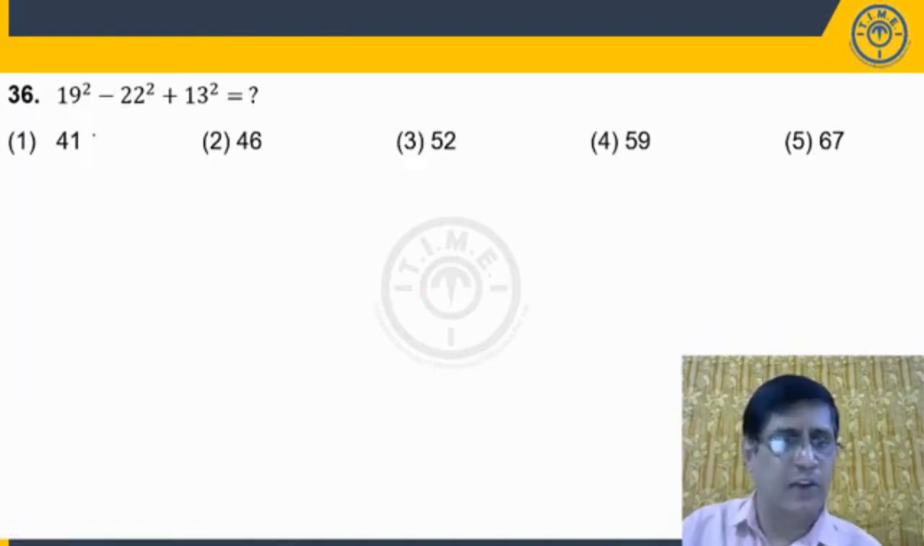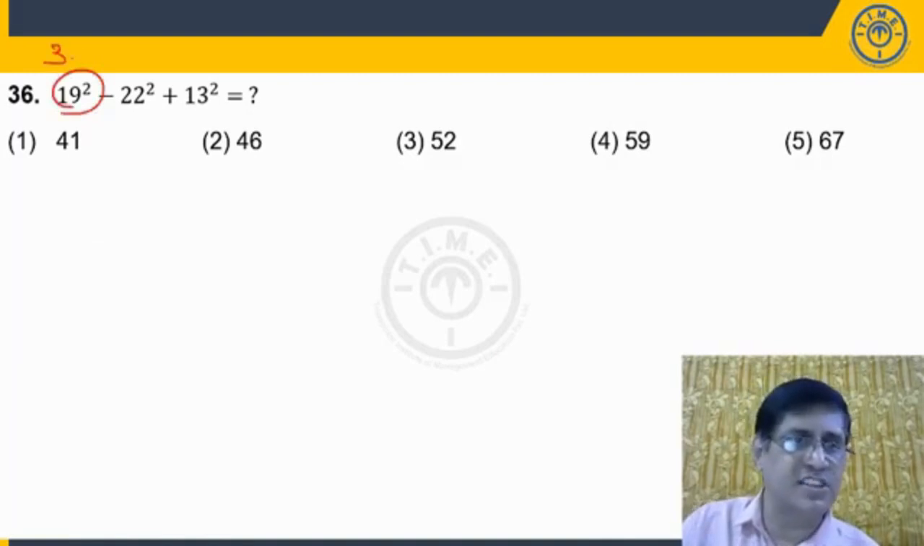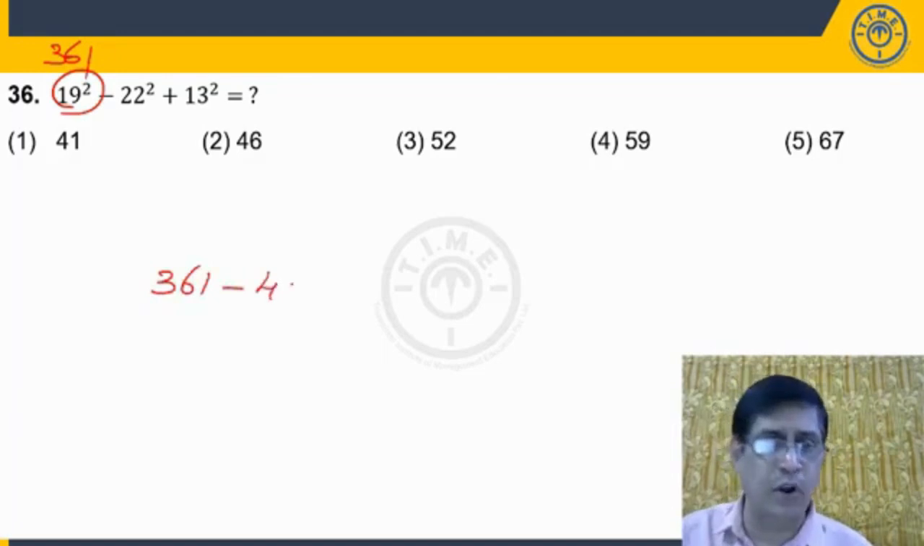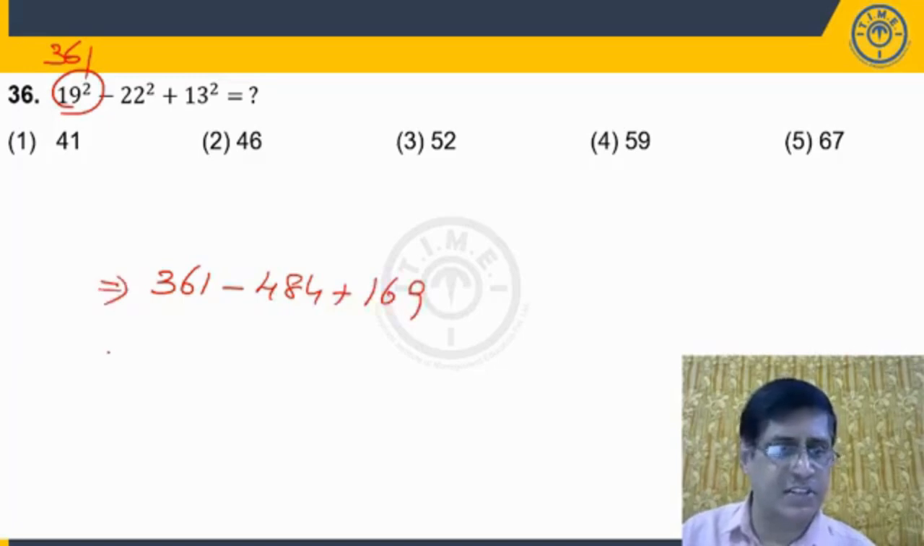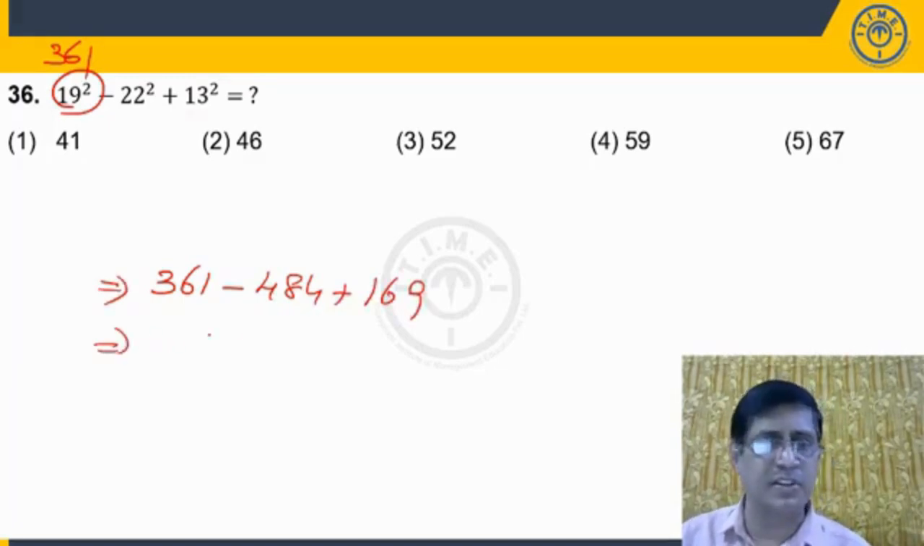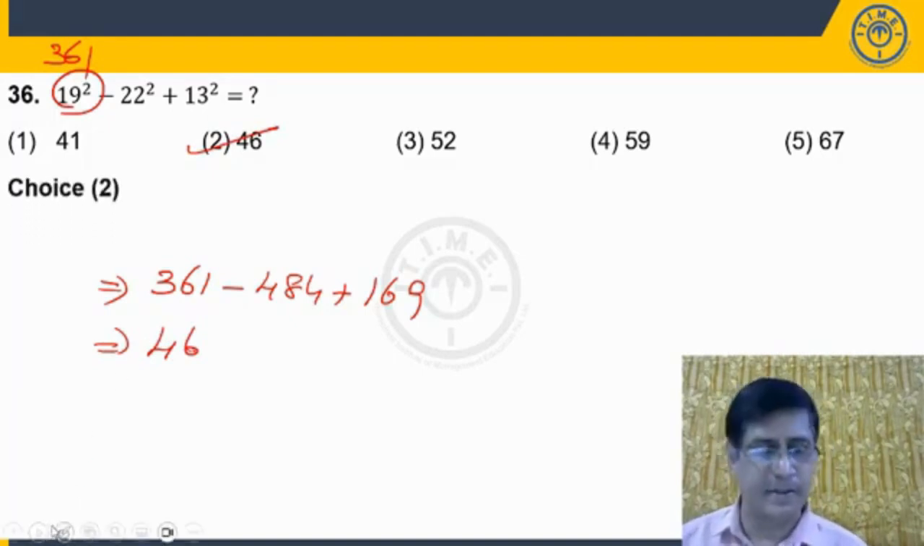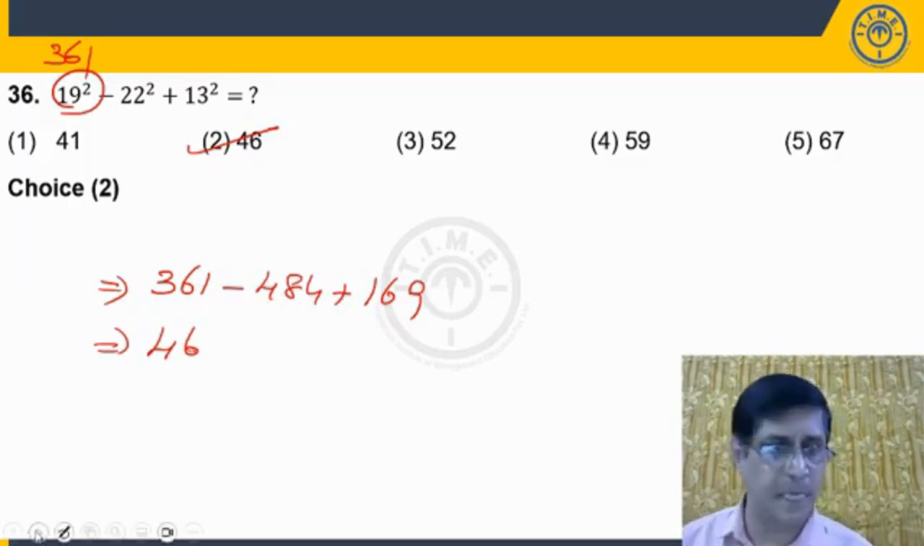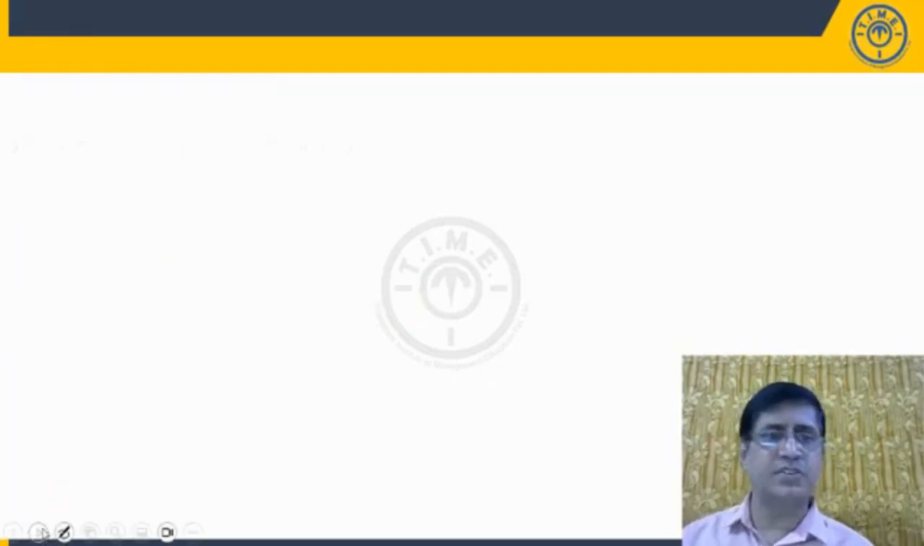19 square. The value of 19 square is equal to 361. And 22 square, it is 484. 13 square, 169. Just add all these values. Now how much is the sum of all these values? It is 46. The right choice, option number 2. The second choice is the right answer. Just addition. Add 361 and 169 and subtract 484. It will give 46. The next question on your screen.